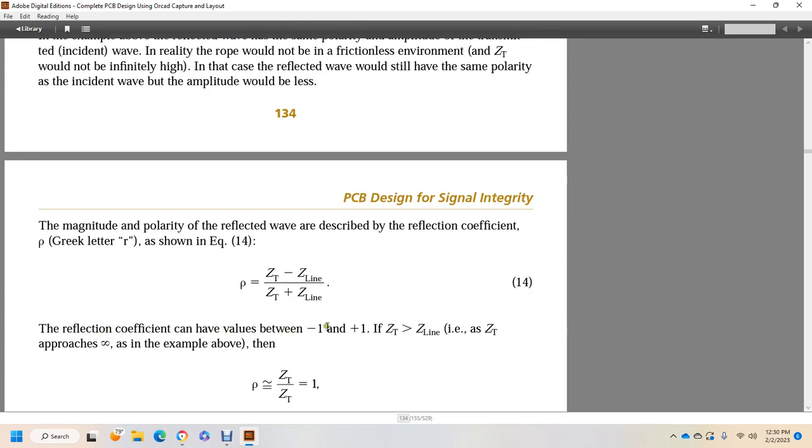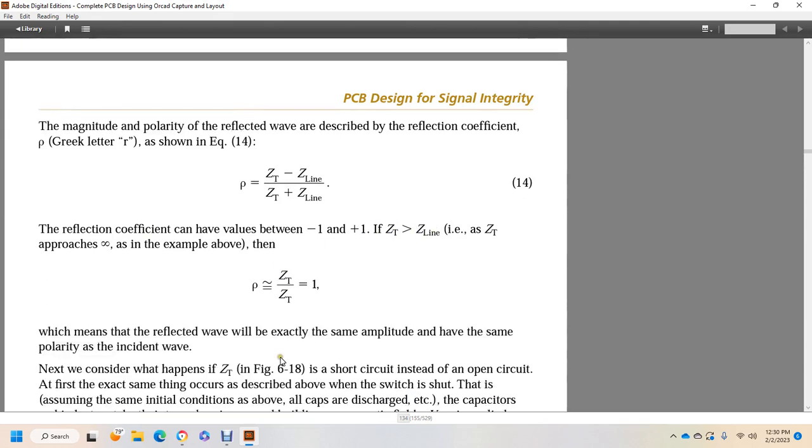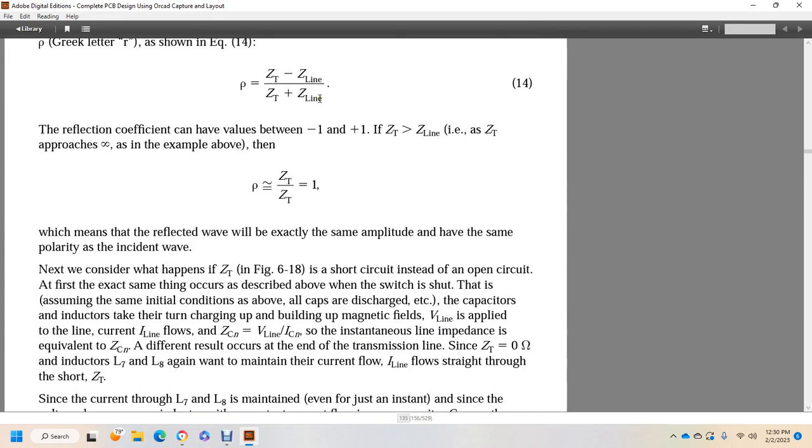The reflection coefficient has values between -1 and +1. If the termination impedance is much greater than the line impedance, the reflected wave will be exactly the same amplitude and polarity as the incident wave. Next, we consider what happens when the termination impedance is a short circuit instead of an open circuit. The setup is the same as described above, with the switch shut, assuming the same initial conditions.